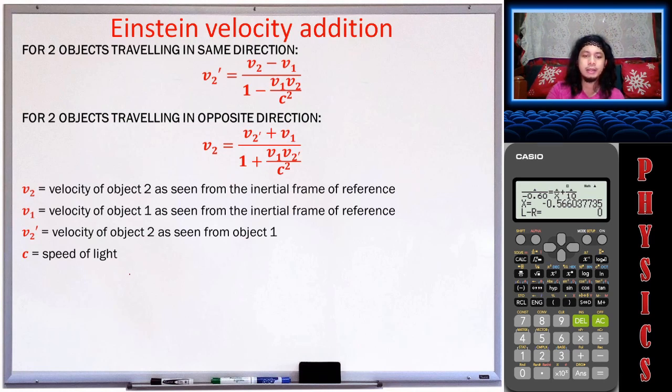So, halimbawa, meron tayo dito, Earth. So, Earth yung ating IFR, or the inertial frame of reference. Halimbawa, dyan nakikita mo, may isang spaceship. So, may spaceship. Tapos, meron siyang missile.